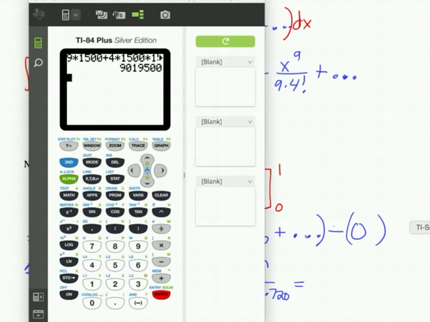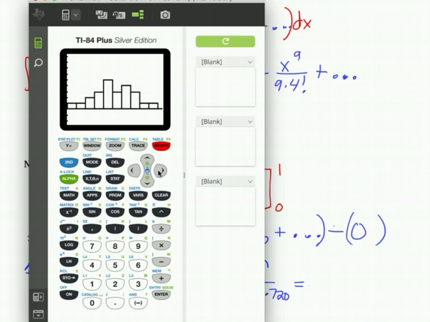Let's pull up our calculator here. Clear this guy out. Oh, I don't want the graph. 13 times... Oh.